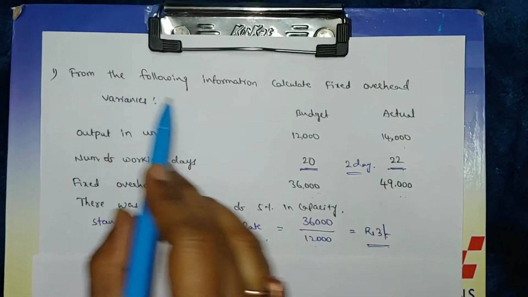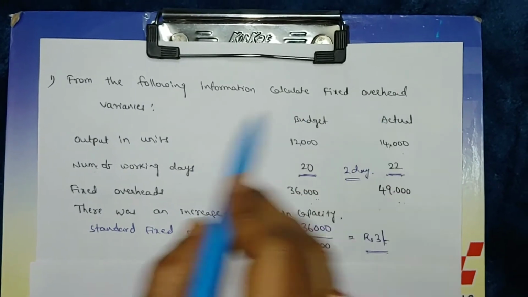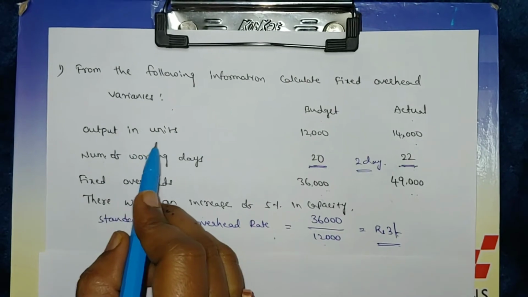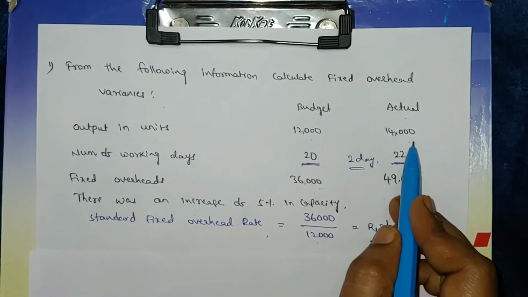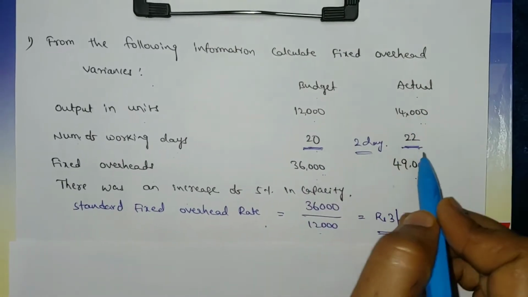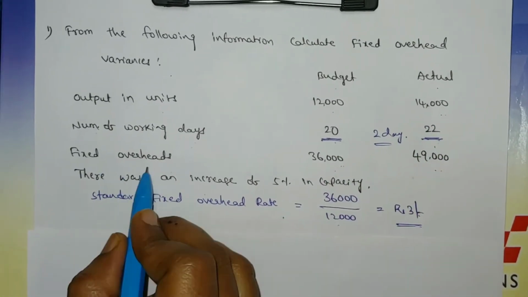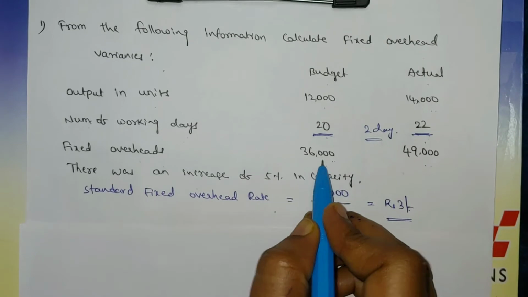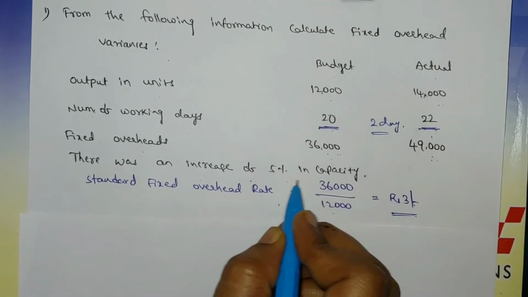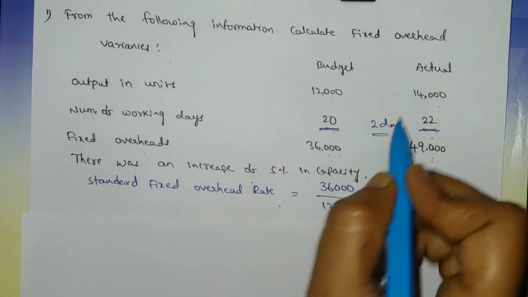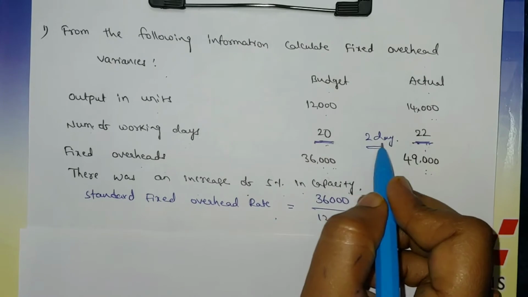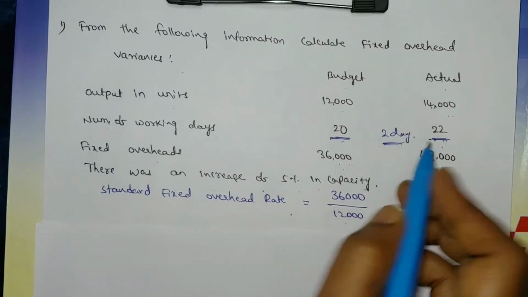Let's have an example. From the following information, calculate fixed overhead variance, budgeted and actual. My budget output in units is equal to 12,000 units and actual 14,000. And number of working days budgeted at 20 days and actual 22 days. Fixed overhead is equal to 36,000 budget and actual 49,000. There was an increase of 5% in capacity. In this budgeted working days 20 days and actual 22. There is the difference for 2 days.